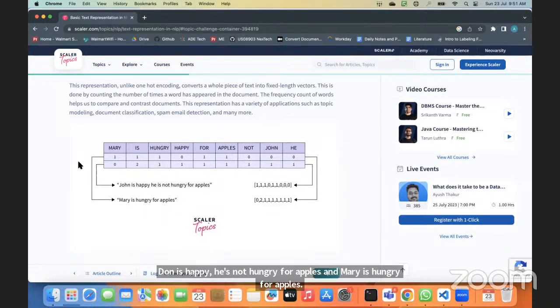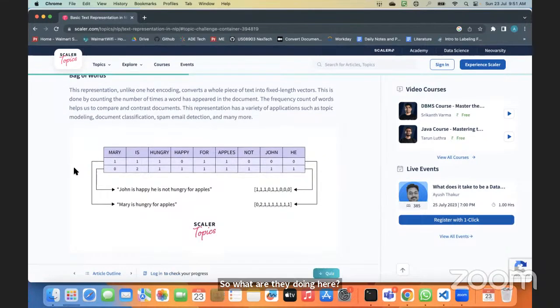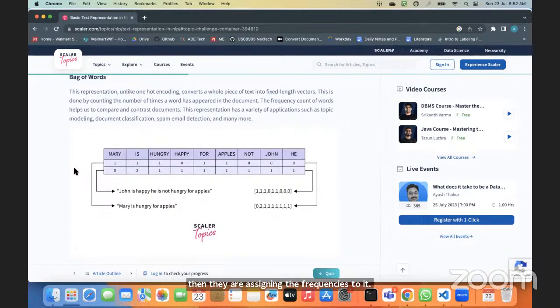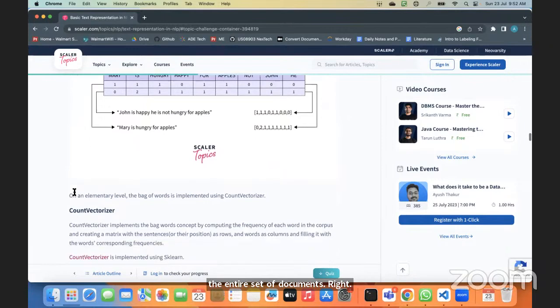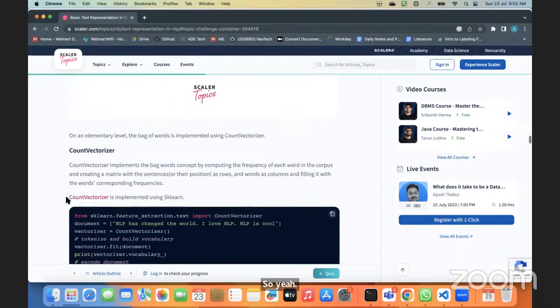So what are they doing here? They're calculating the set of the words which are occurring in all the sentences combined, and then they are assigning the frequencies to it. So how many times this word is occurring in the entire set of documents, right? So how do we do that? We just use a count vectorizer for it.